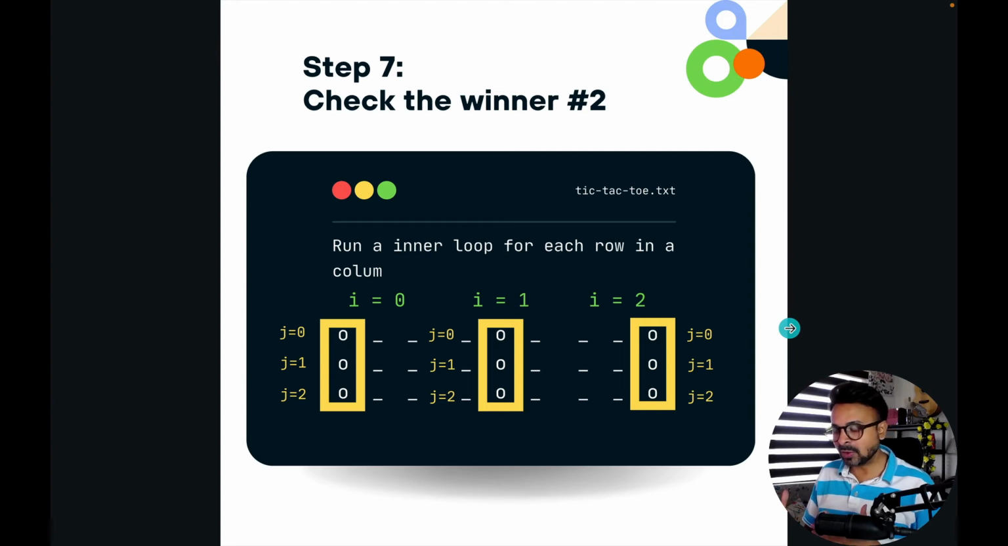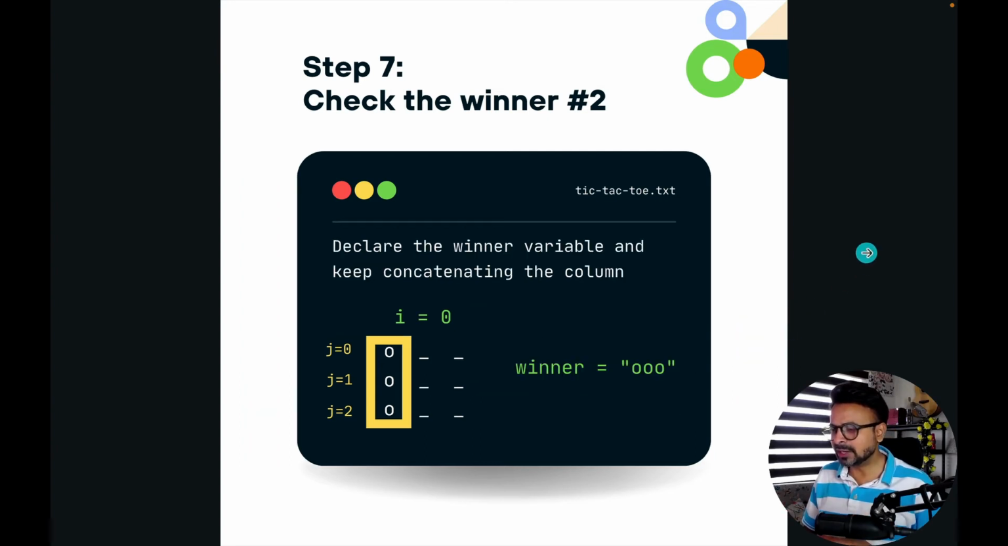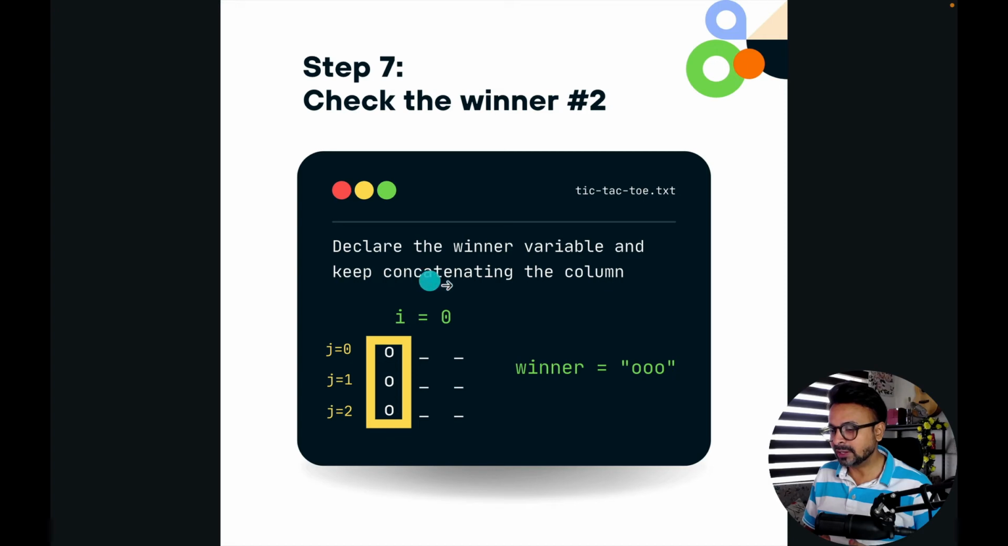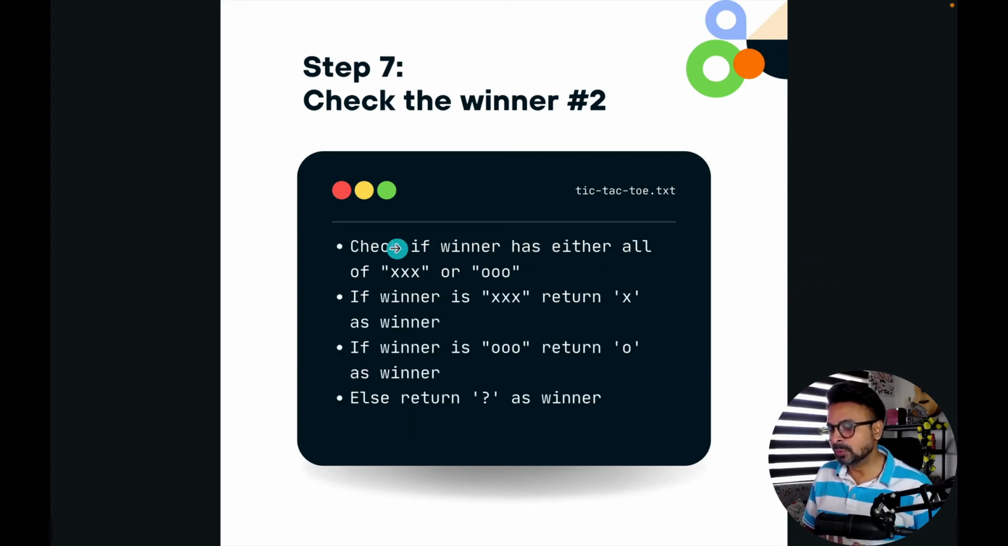So this is how, and if you see here, if I move next, declare a variable winner and keep concatenating the columns, actually rows, I think I need to concatenate here and we need to declare the winner. So we see a lot of duplicates. Check if the winner has either all X's, check if the winner has, so we have a lot of duplicate. I can clearly see while writing, so check if winner has either all X or O's. If winner is X, then return X.